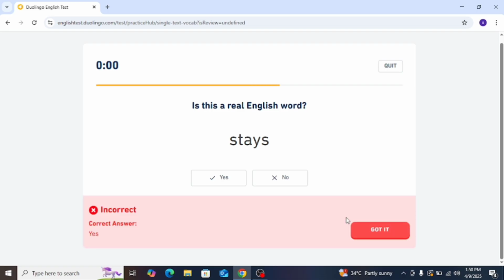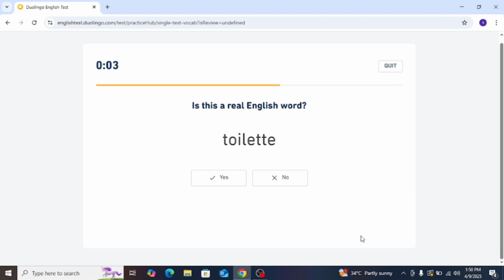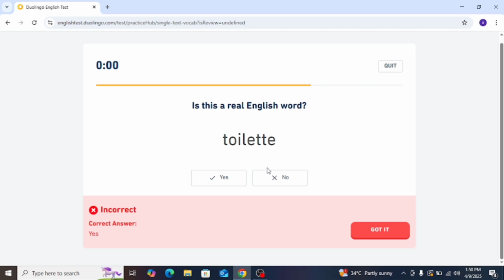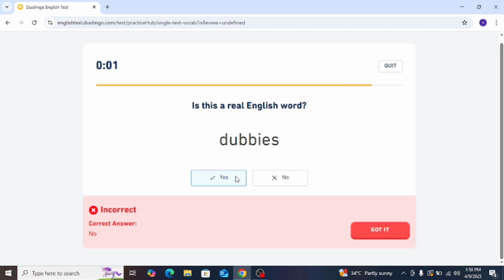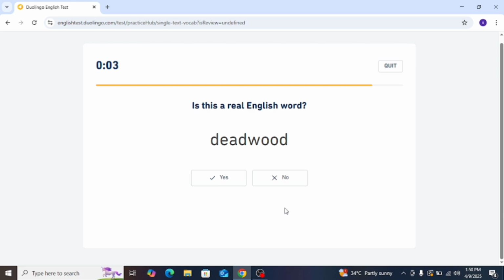Stays, yes, a real English word. The correct answer is also yes. Toilet, maybe no, but here it is toilet. Yeah, this is a real English word. Got it. Maybe no. Dovies, no, this is not a real English word. Deadwood, of course.